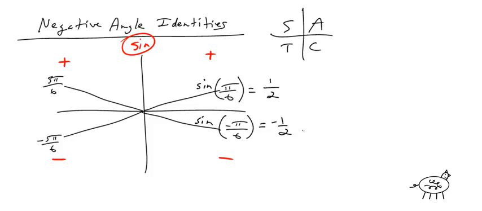Okay, sine of 5 pi over 6. Again, the reference angle is still pi over 6. What's sine of pi over 6? 1/2. So of course we're in the positive quadrant, so it's positive 1/2.